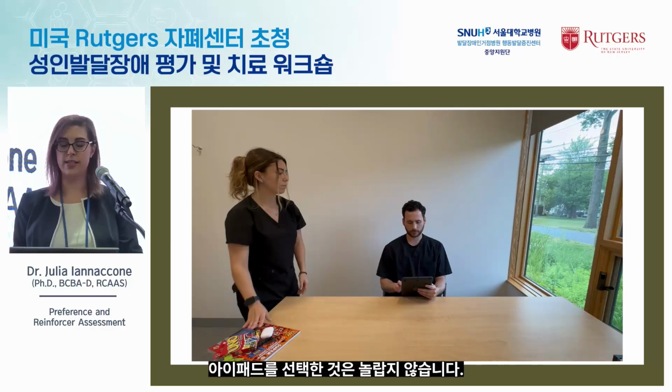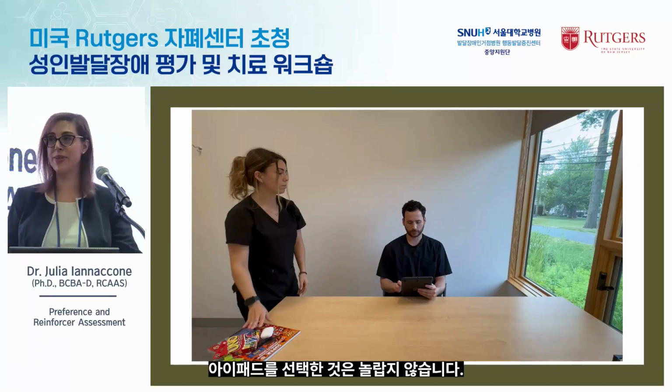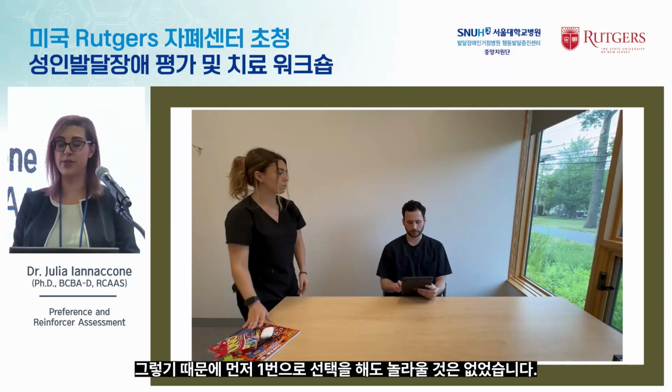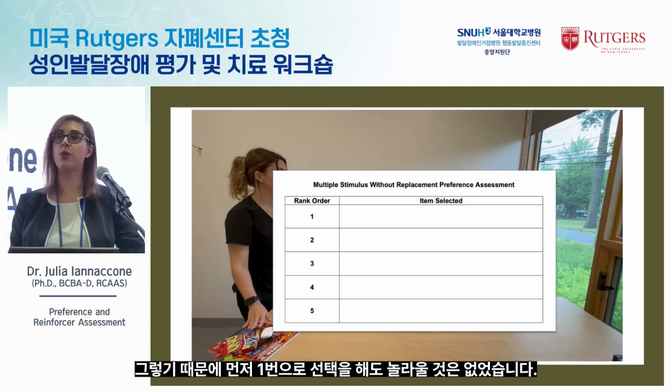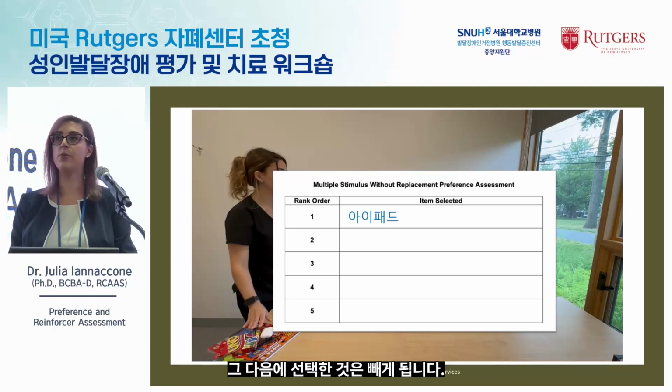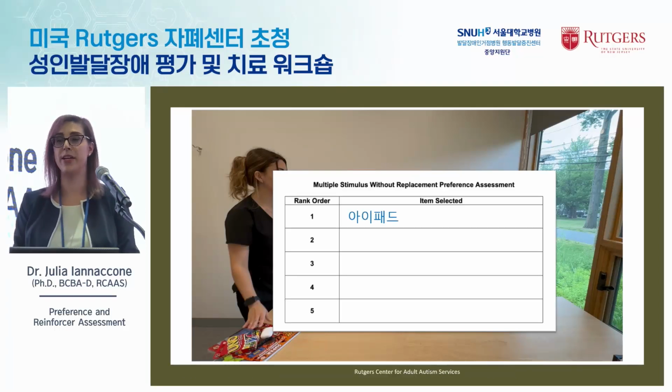All right, and so that's it. And we're not surprised he picked his iPad, right? Because in our functional analysis, we even tested if he engaged in problem behavior to get his iPad, which we didn't see, but we're not surprised that it was the first thing that he picked. So on our data sheet for rank order number 1, we're going to put that he selected his iPad.